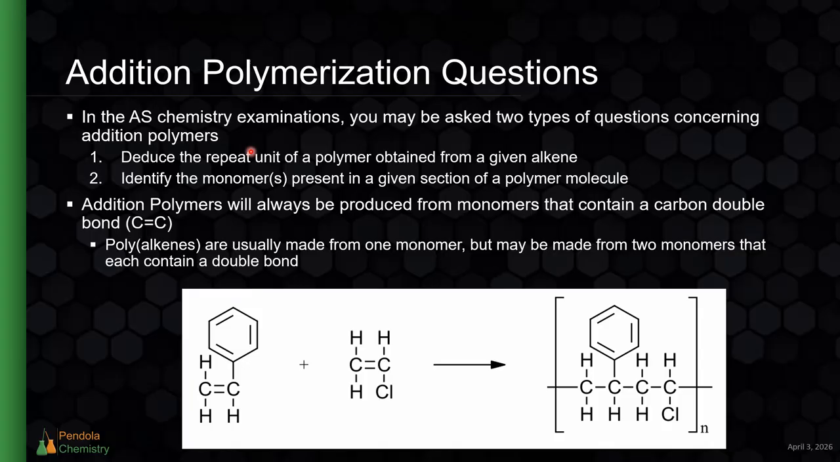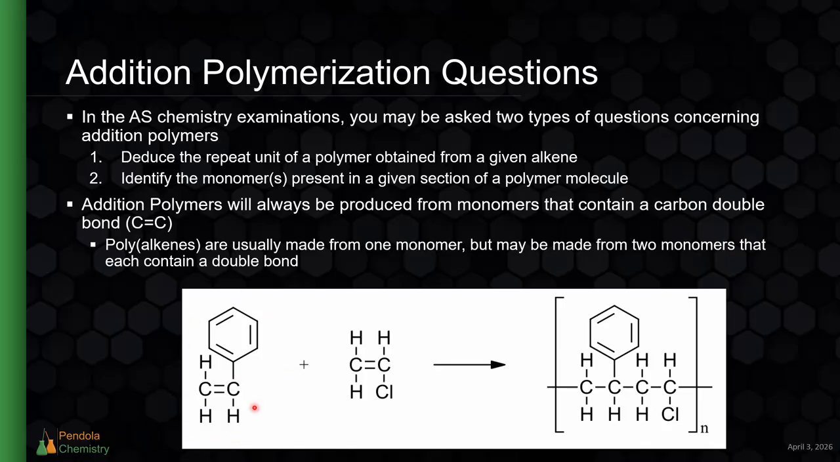is that addition polymers can also be produced from more than one monomer. So sometimes we can have 2 different monomers reacting with each other to create a polymer. So polyalkenes are usually going to be made from one monomer, but you may see questions where they're made out of 2. And so you need to be careful as to what is going on with those monomers.